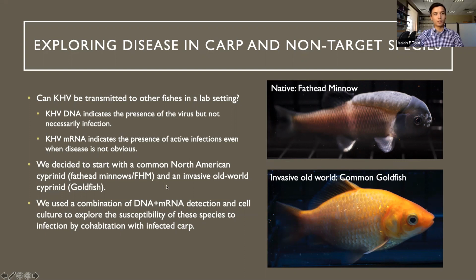We decided to start with two minnow species. So we took one minnow species called fathead minnows that are really common in Minnesota, and they're endemic to North America. And then we also looked at an old world minnow, which you're familiar with, goldfish. They're sympatric with carp and where they came from. So that means they live in some of the same places where carp originated from. And there's some question about whether they are susceptible to KHV. So we use them as well.